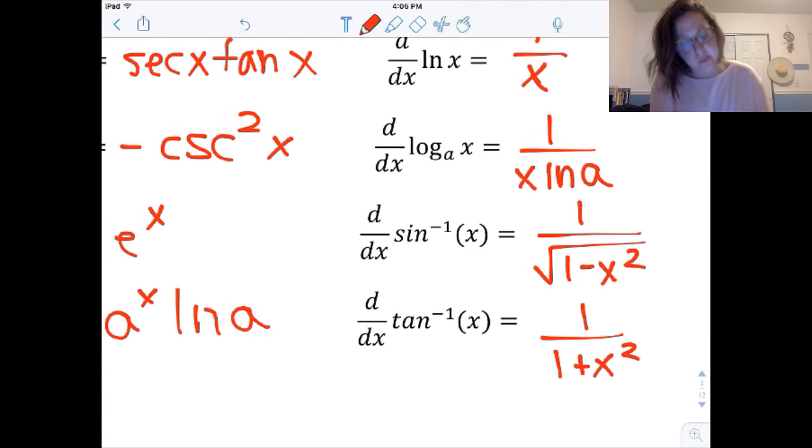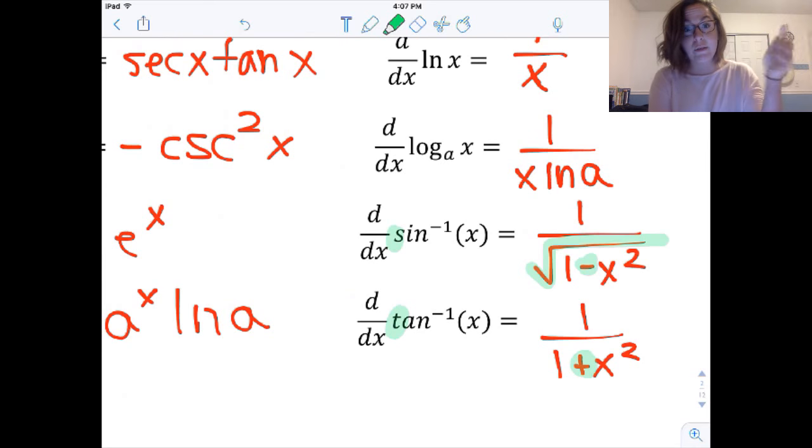Now, the way I remember this is sine: think s, think square root, think subtract. So sine has the square root and the subtraction. All of those start with the s. Tangent, think t, that looks like a plus sign, right? And there's no square root there because there's no s. So that's how I keep those differentiated in my mind.